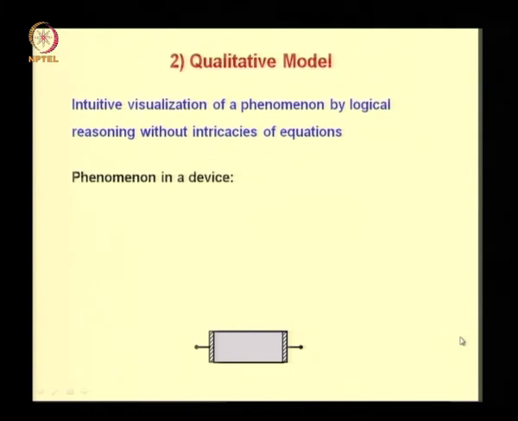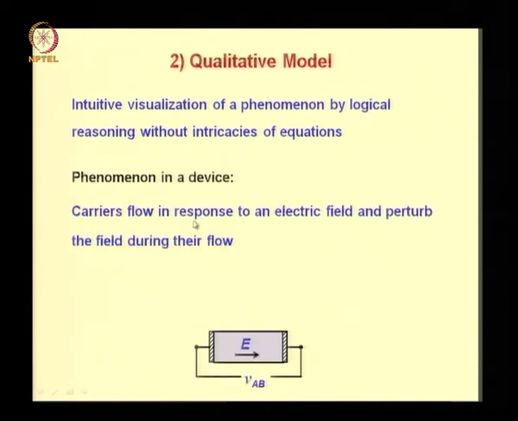What is the phenomenon in a device? In a single statement, for any device we could say that carriers flow in response to an electric field and perturb the field during their flow. So you are applying a voltage here; a 2-terminal device is shown, however the device can have multiple terminals, and this applied voltage is setting up an electric field which is driving a current. But as the carriers move, their concentrations may get redistributed in the device, thereby affecting the electric field. So this is what is implied in this statement: carriers flow in response to an electric field and perturb the field during their flow. Now this is a somewhat abstract statement.